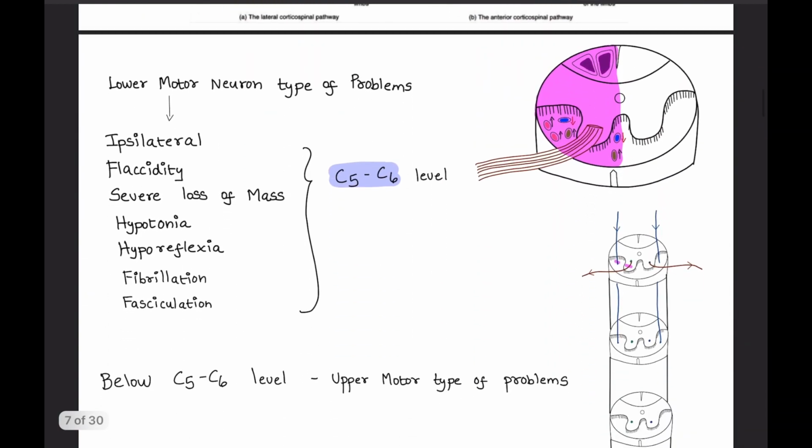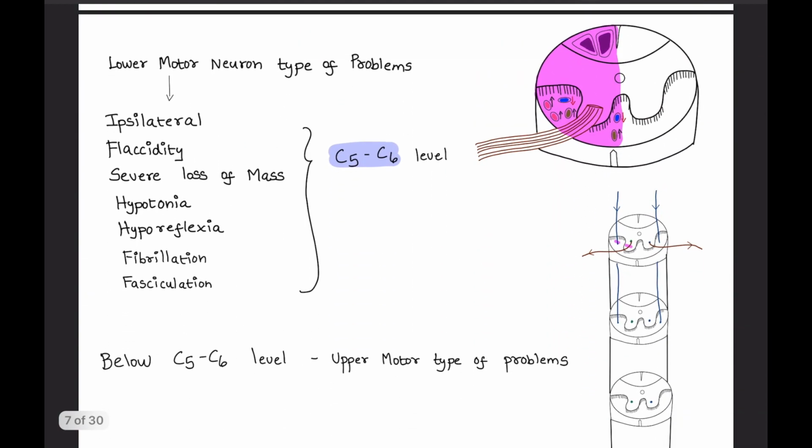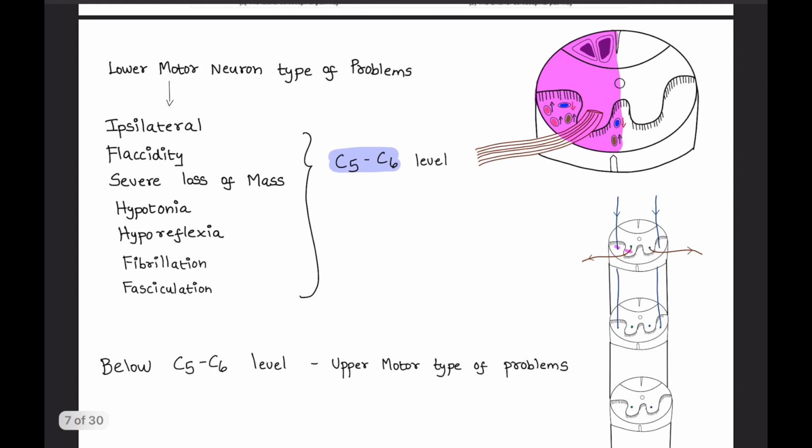Then you also have lower motor neurons coming out from your spinal cord to your body, which are also affected. So at this spinal cord level, the patient will have lower motor neuron type of problems, that is flaccidity, severe loss of muscle mass, hypotonia, hyporeflexia, fibrillation, fasciculation. Here the lesion is on one side, so the problems will be on one side.